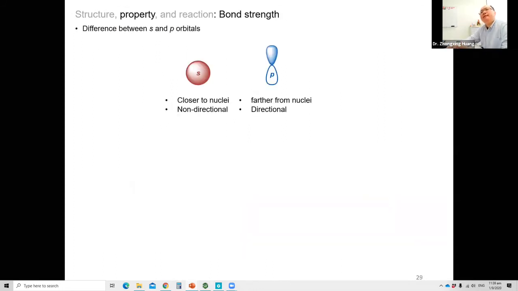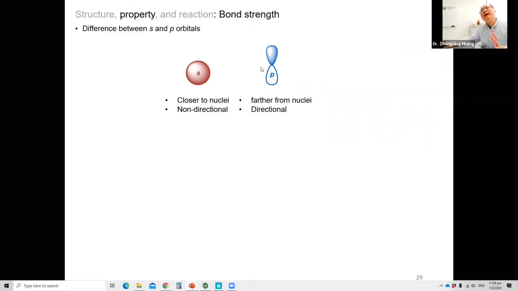Okay, then I'd like to talk about some differences between s and p orbitals. S orbitals are balls, right? The s orbital is closer to the nucleus, and it's non-directional. What do I mean? Non-directional means it's a ball; a ball is all directional. It's not like an arrow pointing in one direction. A ball has no left or right corners. But the p orbital is farther from the nucleus, so it's on the outer side of the element, right? And it's directional because it's not a ball. It's like a stick pointing to something, okay? Pointing to this or pointing to that.